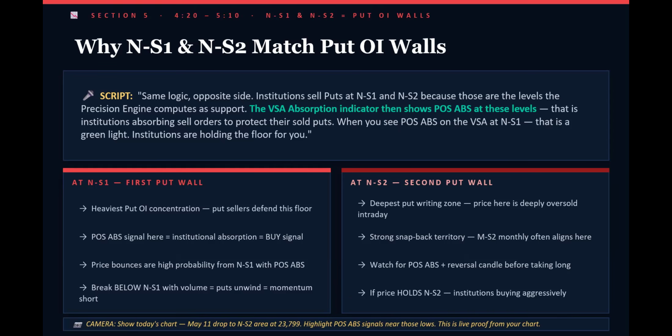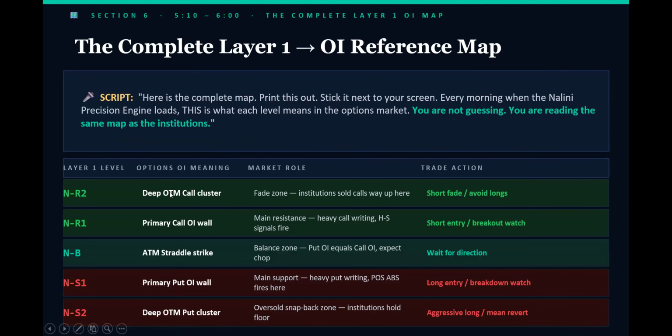When you see POS, VSA, this is the green light. Institutions are holding the floor for you. So, friends, it is the complete map. Stick it to your screen every morning when the Nalini Precision Engine loads. This is what each level means in the option market. You are not guessing. You are reading the same map as institutions.